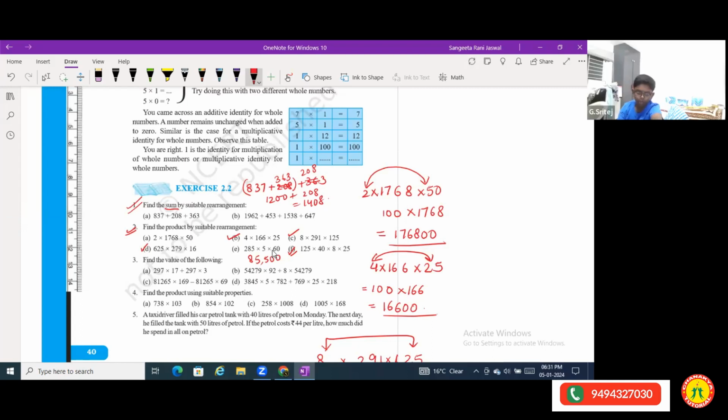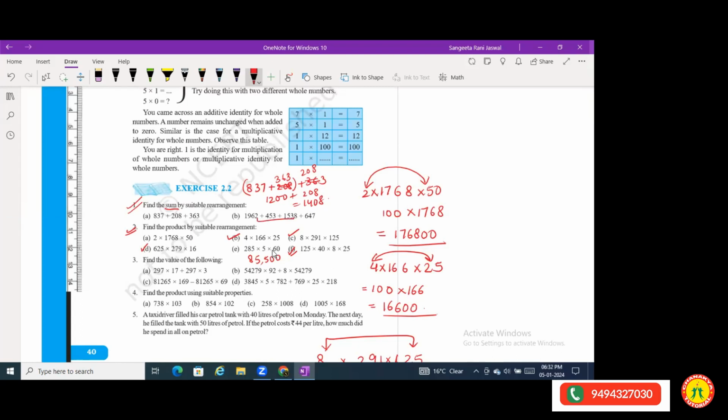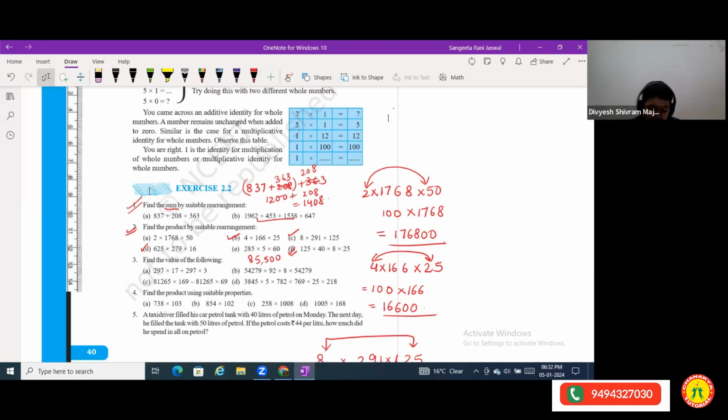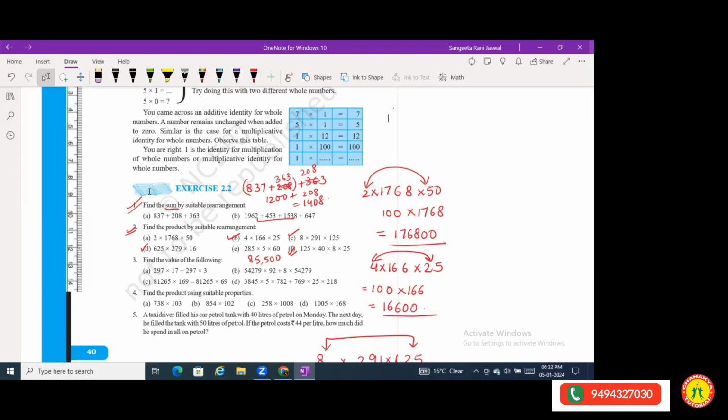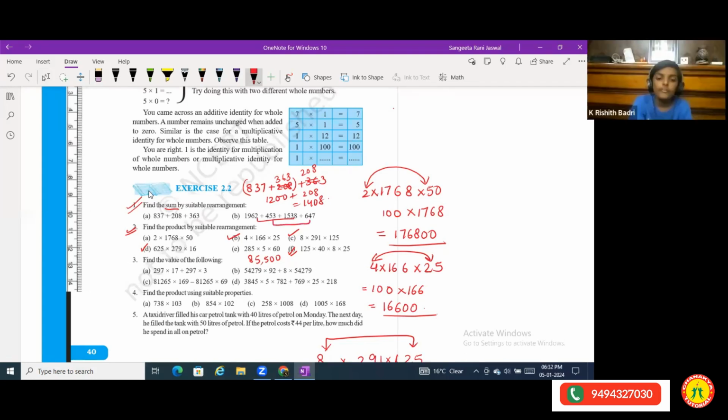Ma'am, is it 3600? Why are you taking two sided? No, it's 4600. Yes, ma'am, I also got 4600. See, the answer you will get if you add all these numbers in one go, you will get the same answer. Ma'am, we took them in brackets.